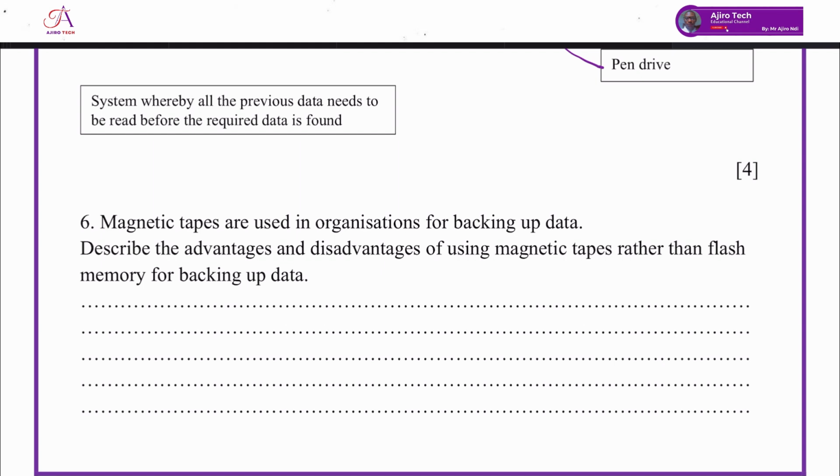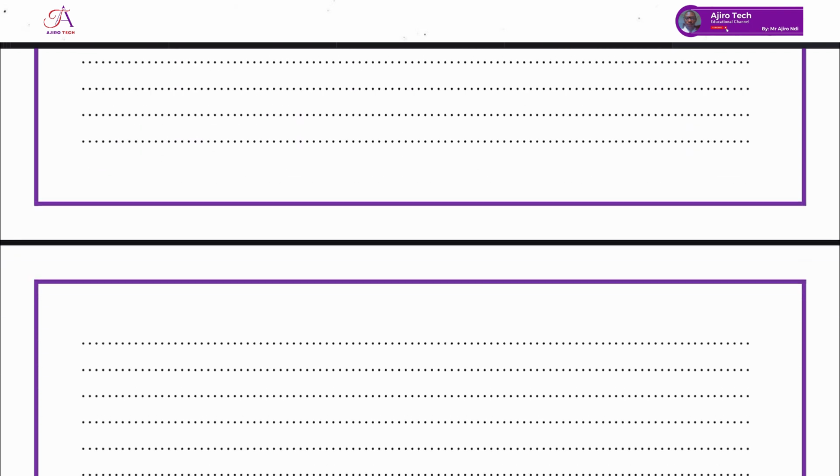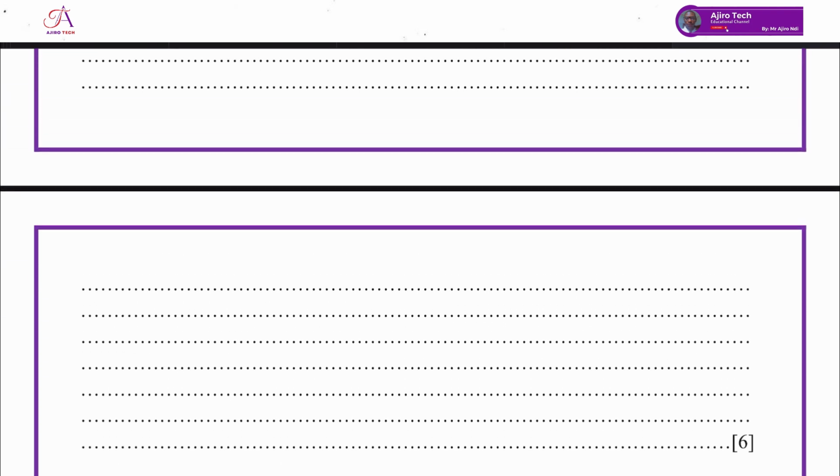Magnetic tape are used in organizations for backing up data. Describe the advantages and disadvantages of using magnetic tape rather than flash memories for backing up data. How many marks is this? This is 6 marks. Wow.